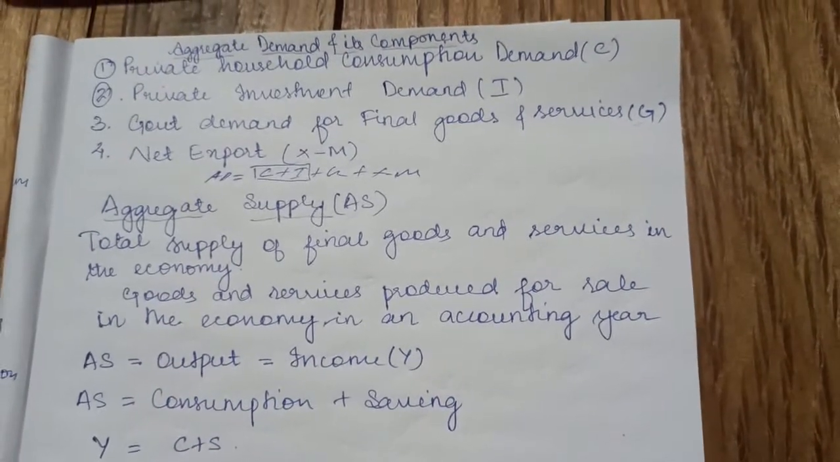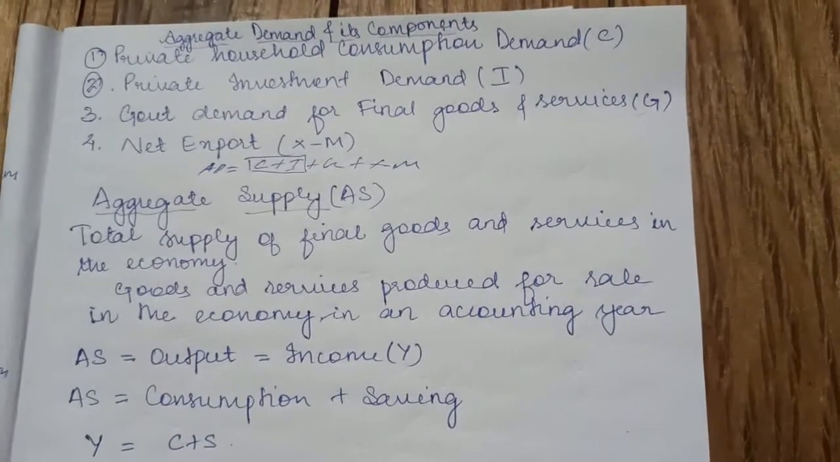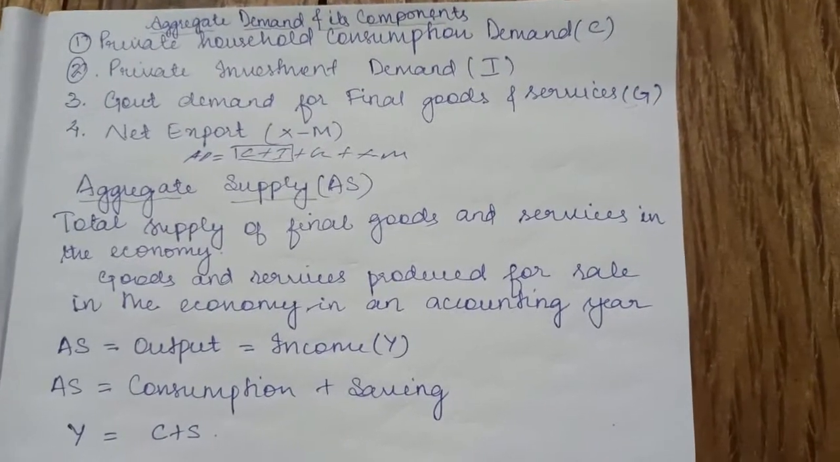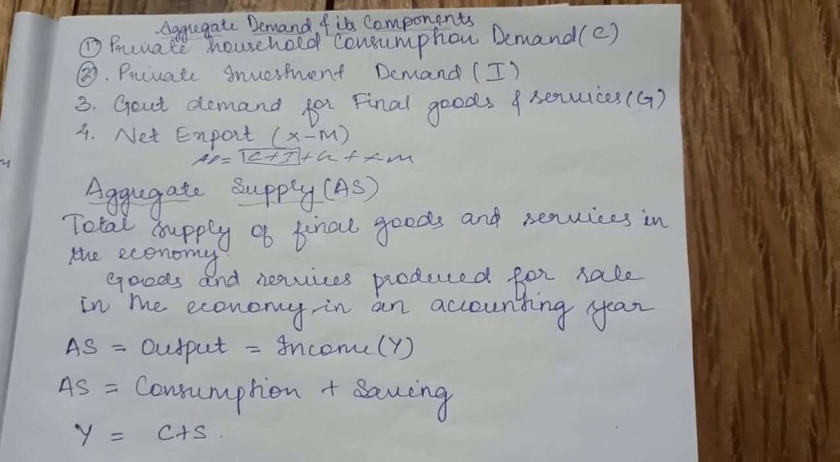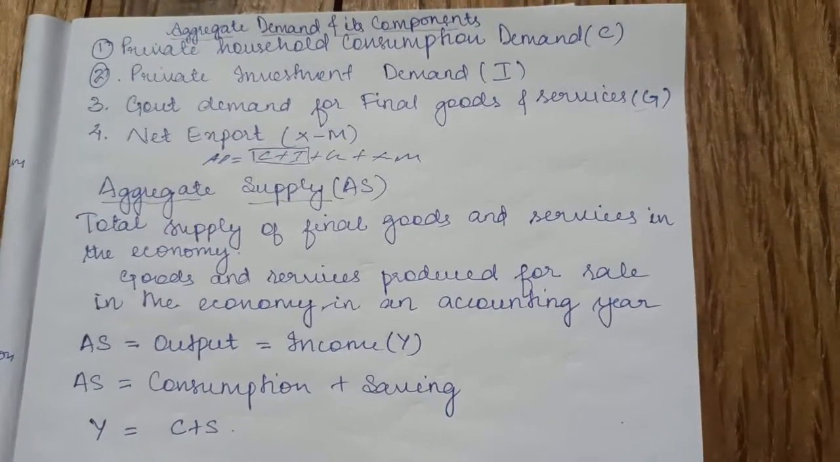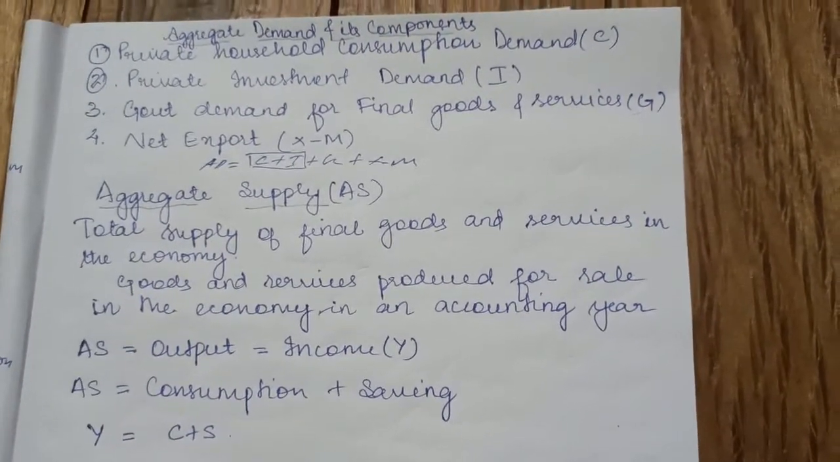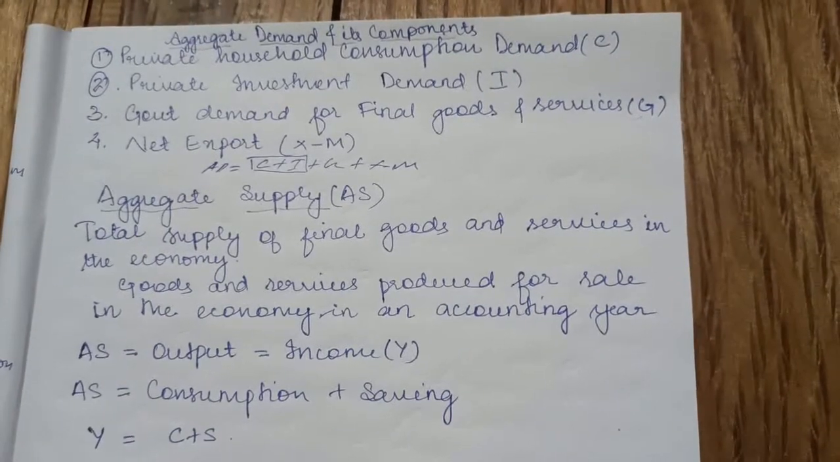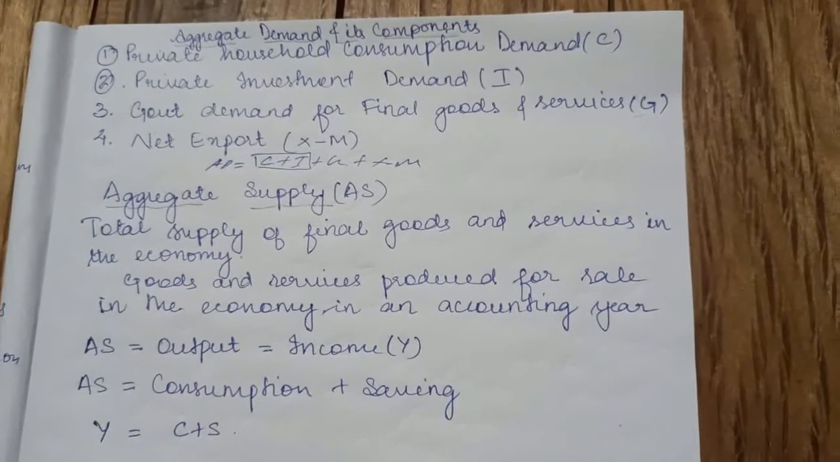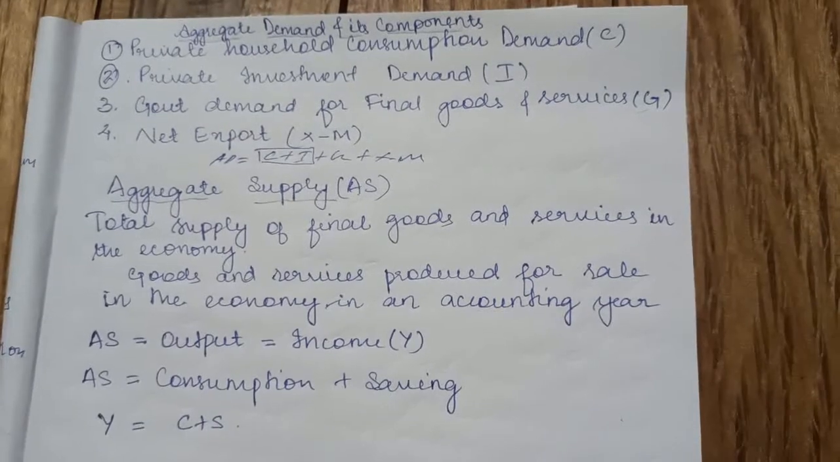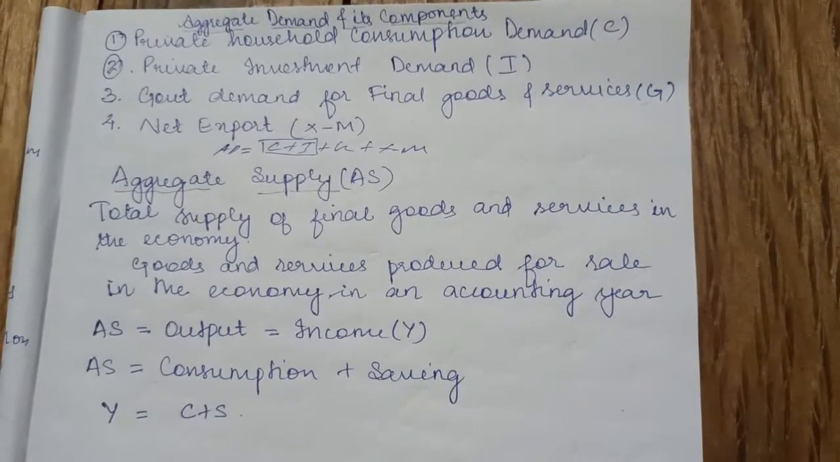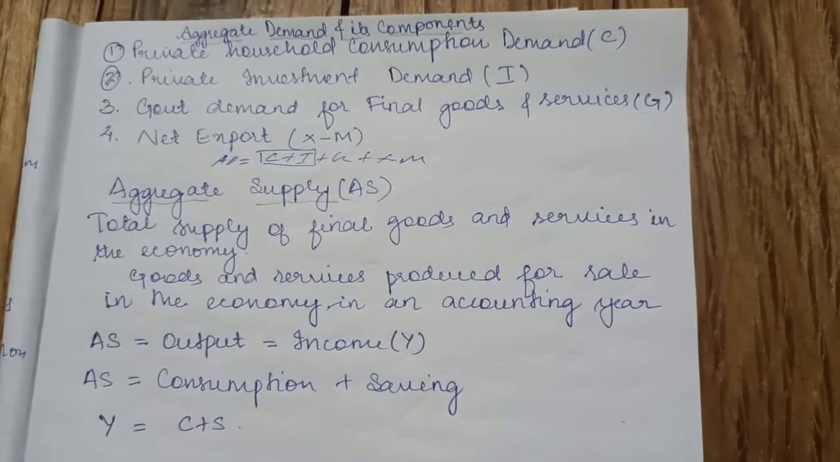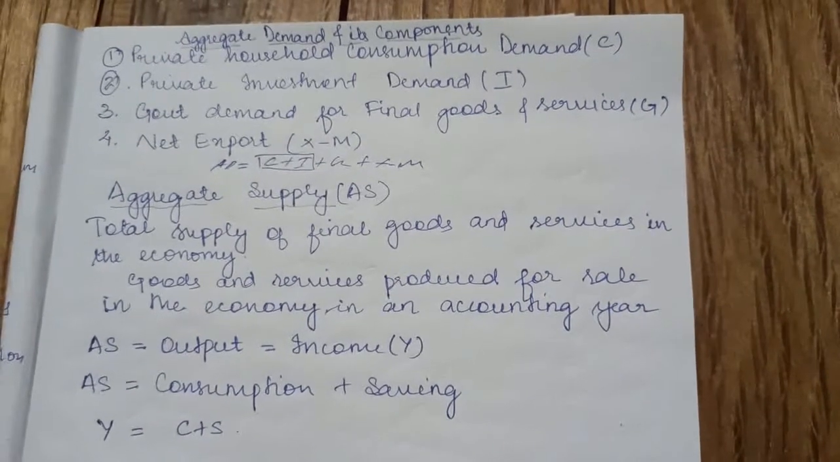Now we will come to the components of aggregate demand. There are four components of aggregate demand. Number one is private final consumption demand. This is the planned expenditure, or the amount of money that is to be spent by the household or consumer sector on consumer goods and services in an economy in an accounting year, okay? And it is denoted by C.